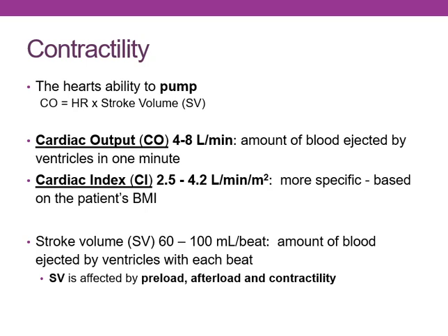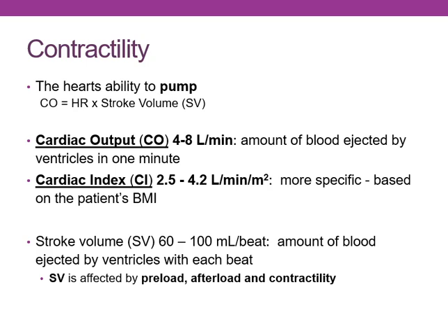Okay, let's talk about contractility. This is the heart's ability to pump. And cardiac output is made up of heart rate times stroke volume. Stroke volume is how much blood comes out per beat. So it's a simple math formula. The faster my heart beats, the more cardiac output I get. The more blood that comes out, the more cardiac output I get. Anything that changes heart rate or stroke volume will affect cardiac output.